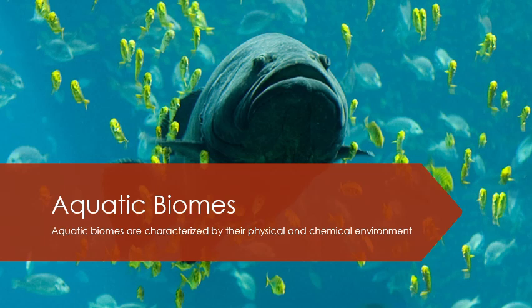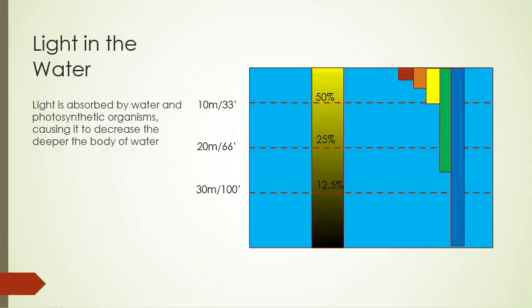Whereas terrestrial biomes are going to be characterized by the amount of sunlight they get and their temperatures, aquatic biomes are going to be characterized more by their physical and their chemical natures. What's the chemistry like in the water? Light is an issue, but light is not so much a determining factor as it is on land, because with light, mainly what you're using is the amount of light to photosynthesize.